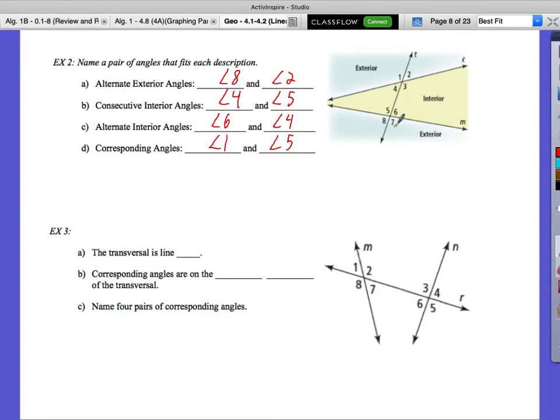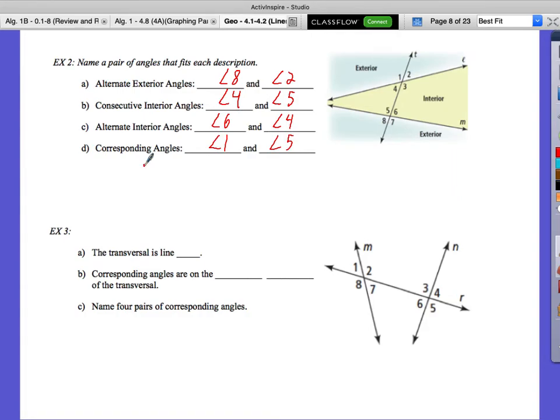Those are the same side exterior. Okay? 2 is at the top right, 7 is at the bottom right. 3 and 7, they're both at the bottom right. 2 and 6, they're both at the top right. I think it's a little confusing because 2 and 7 are both exterior. They just have to be top right, okay?